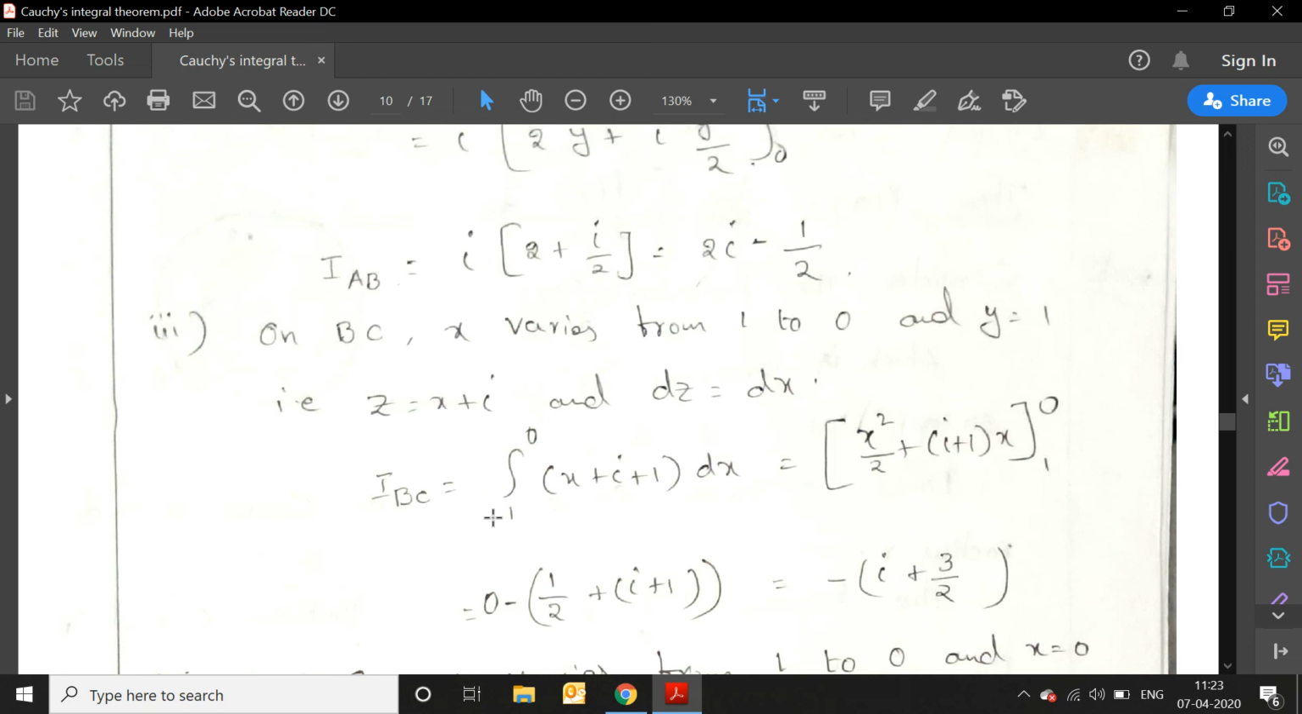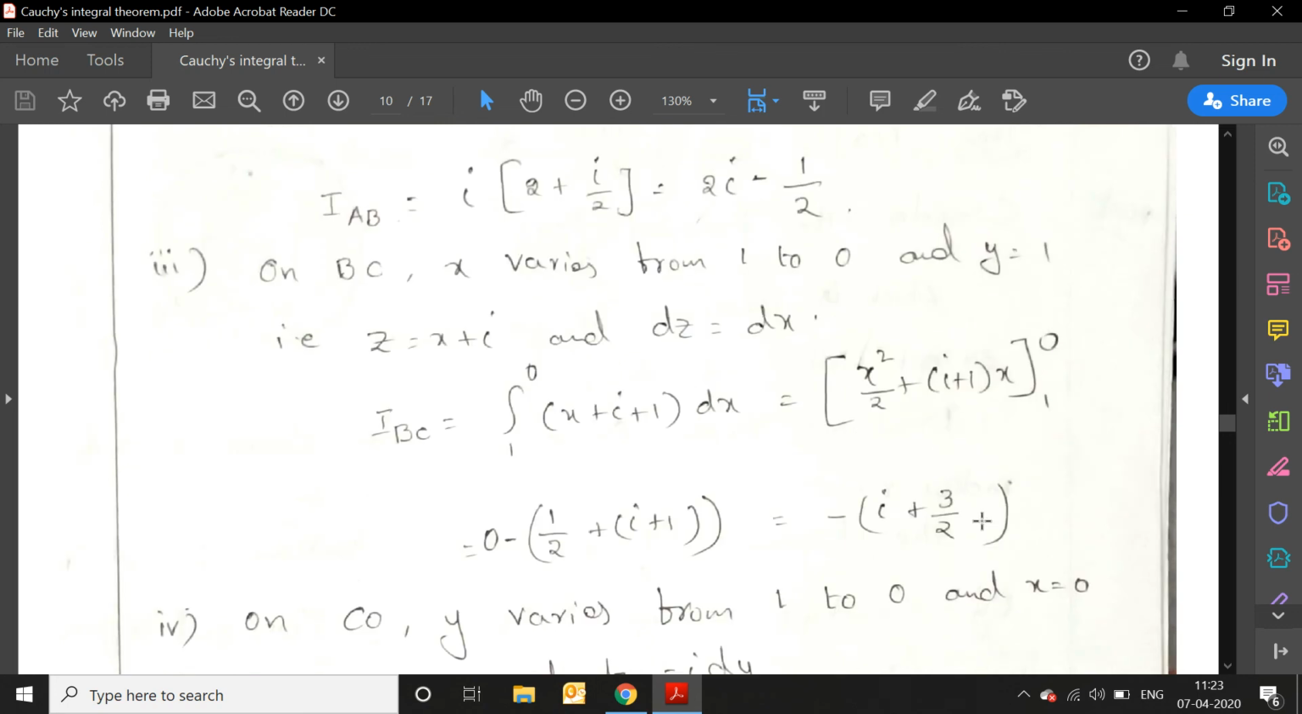Substitute in the integration, from 1 to 0 of (x + iy + 1), because the z value is x + i and f of z is z plus 1. So that is (x + i + 1) dx. Then we can write the integration: x integration is x square by 2, 1 plus i is constant, and the integral of dx is x, with limits 1 to 0. So the upper limit becomes 0 minus the lower limit, which is 1 by 2 plus i plus 1. So that is minus of (i + 3 by 2).